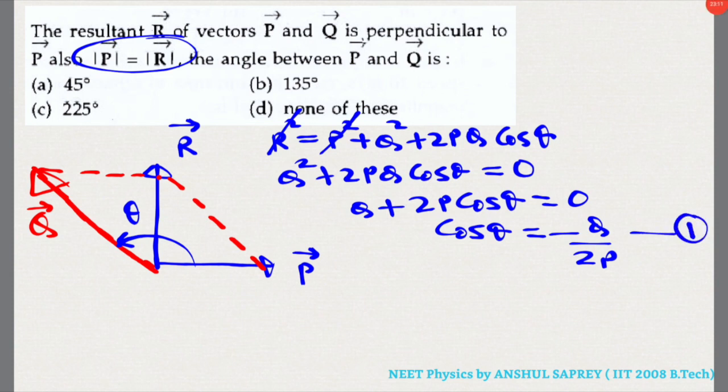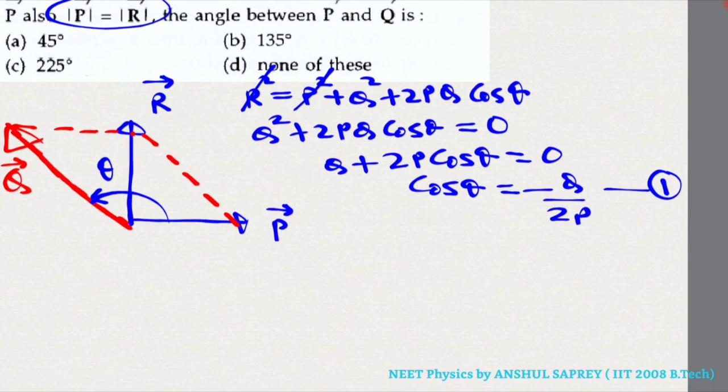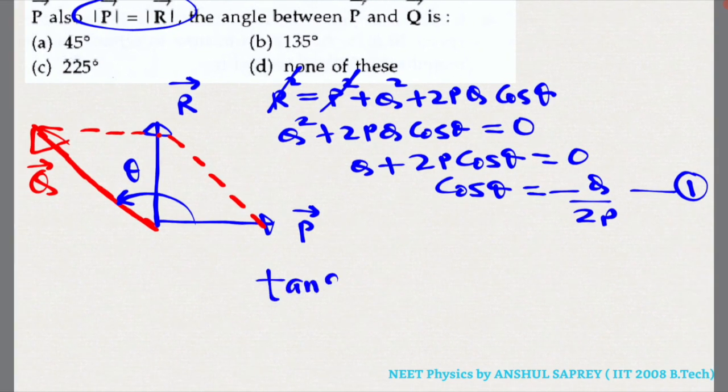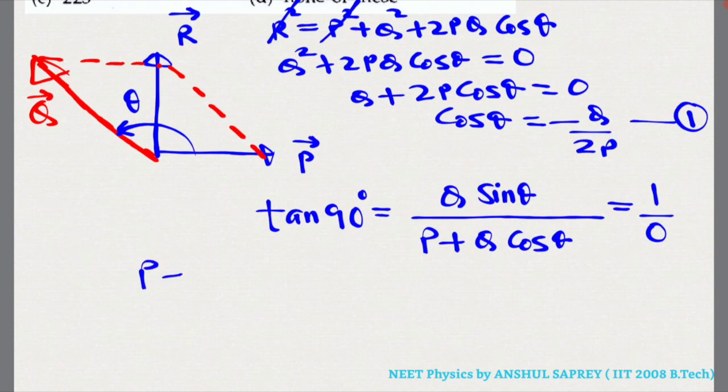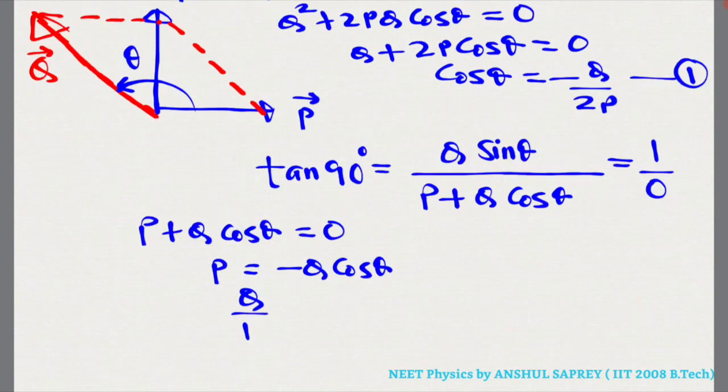Now R vector is making 90 degrees with P vector. So we can use tan 90 degrees is equal to Q sin theta divided by P plus Q cos theta. Tan 90 is 1 by 0. So P plus Q cos theta is equal to 0, or P is equal to minus Q cos theta, or Q by P is equal to minus 1 by cos theta. Suppose this is the second equation.